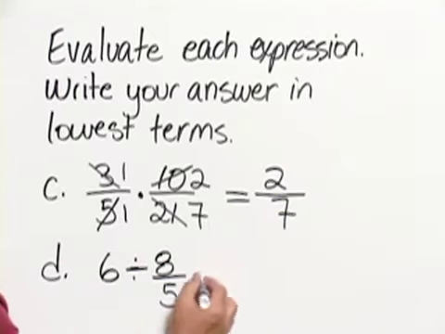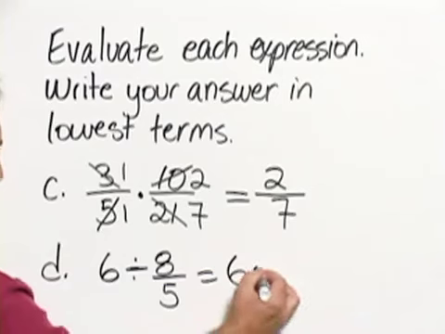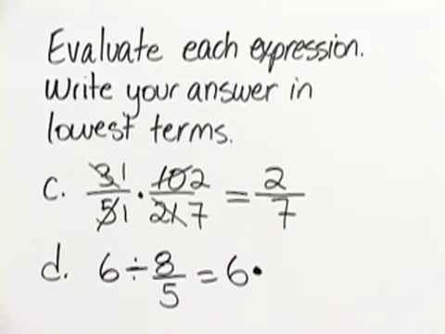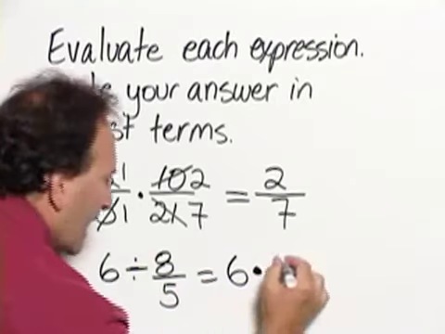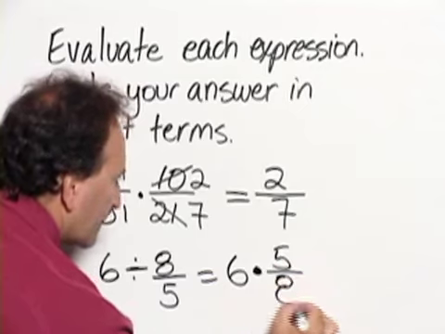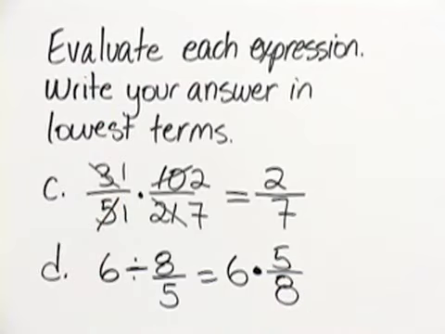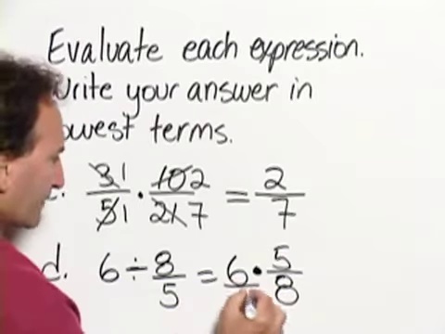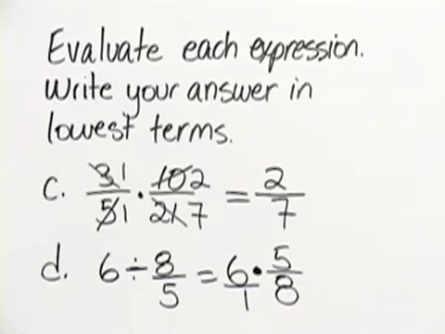6 divided by 8/5. Remember that with division of fractions, we change it to multiplication, and we take the divisor, which in this case is 8/5, and write it as its reciprocal, in this case 5/8. Recall that when you have a whole number, it's as if there is a 1 underneath it. So we are multiplying a fraction by a fraction.